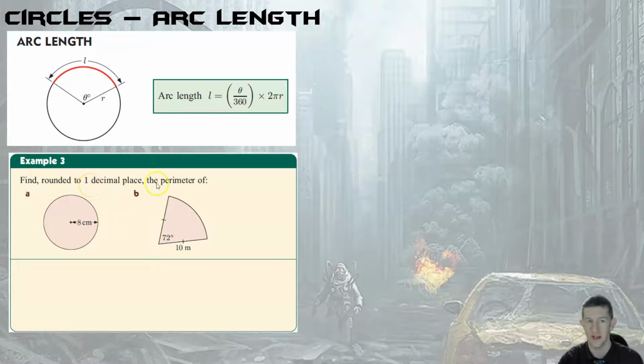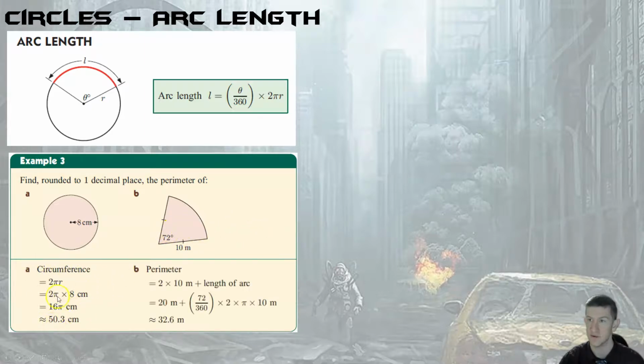Find, rounded to one decimal place, the perimeter of a circle of radius 8 centimeters and of a circle where the radius is 10 meters, but we've only got an arc length of 72 degrees. So in both cases, the circumference is nice and easy. We've seen that before. It's just a straightforward 2 pi r, where we've got 2 pi times 8 centimeters. We get 50.3 centimeters approximately, because remember, pi is irrational, so it's not an exact number. In terms of the perimeter, we know that it's going to be this arc length that we've just talked about, plus the radius, because we're talking a perimeter here, not an area.